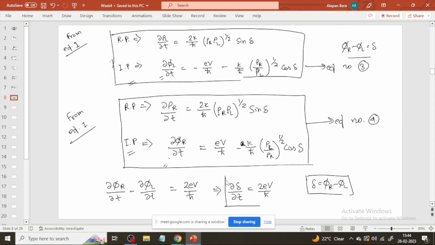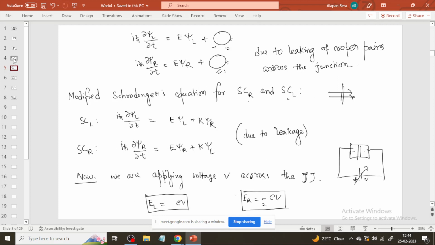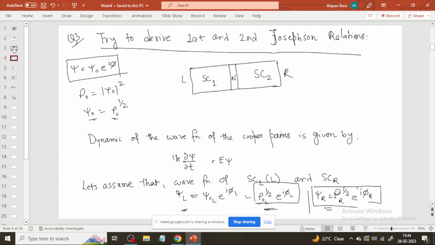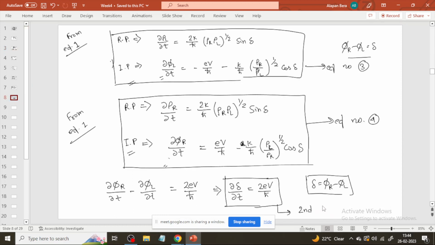And as you may have noticed by now, we have these two Josephson relations. So this was our second Josephson relation. Okay. So the second Josephson relation was this. We have now reached the second Josephson relation, so this is the proof of our second relation. But we have not yet proved the first Josephson relation. So let's try to prove that also.